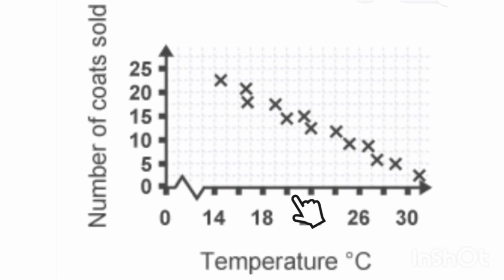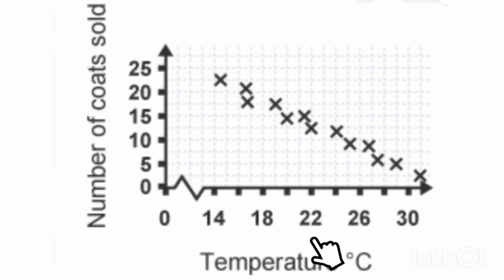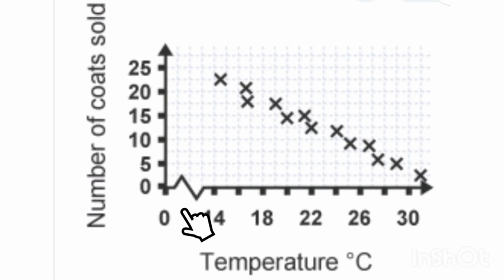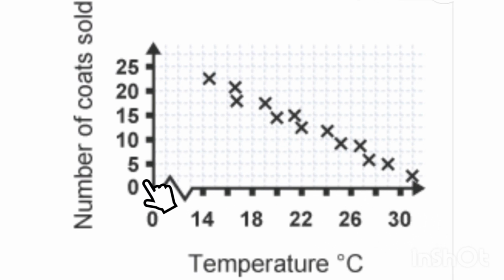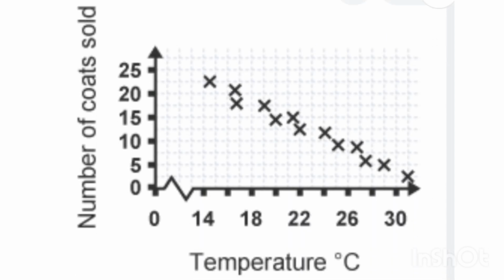The graph here shows the relationship between temperature and number of coats sold. Alright, looking at this graph, you could see that as the temperature increases, the number of coats sold decreases. So you could see that an increase in temperature has a negative connection with the number of coats sold. This graph shows a downward sloping line, right?